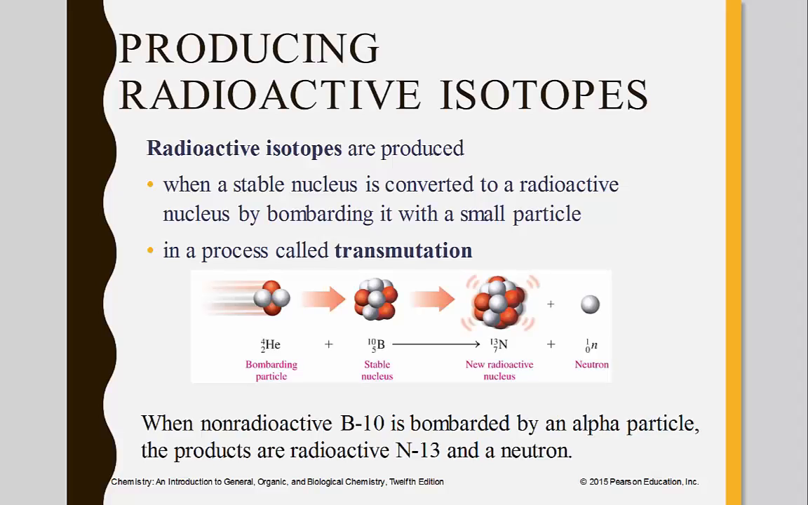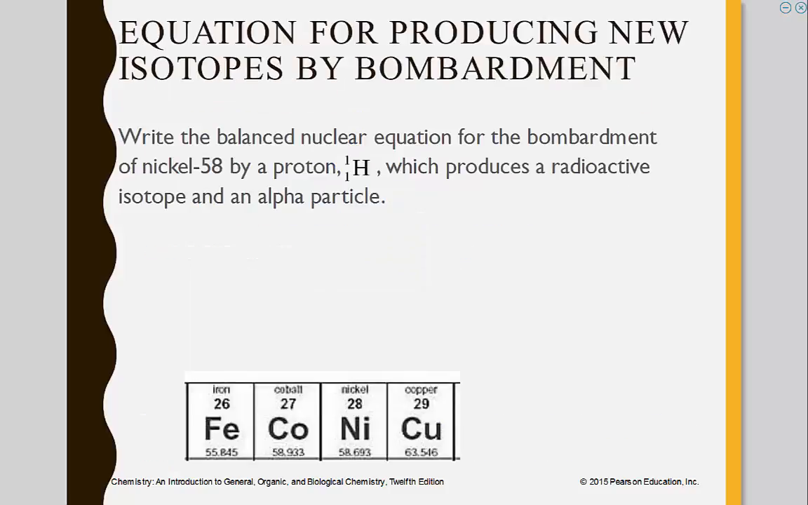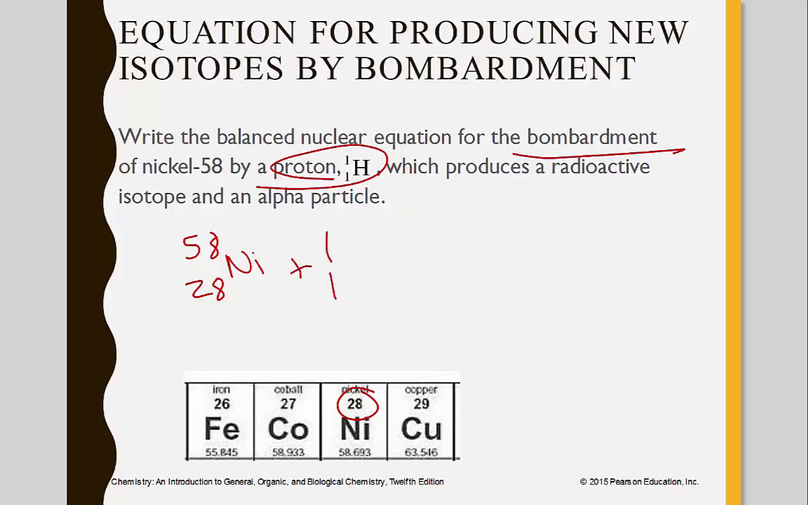So transmutation is when you actually bombard atoms together. So you're actually making a bigger one rather than a smaller one here. But the process is still the same. So we have nickel, 58, which is on the top left-hand side. Nickel is 28, so it's going to be on the bottom. Bombard nickel with a proton, 1 over 1 H, to make a radioactive isotope and an alpha particle.